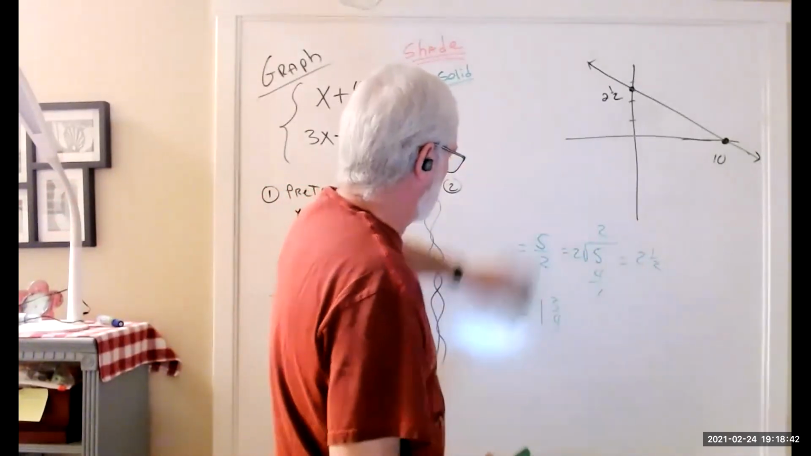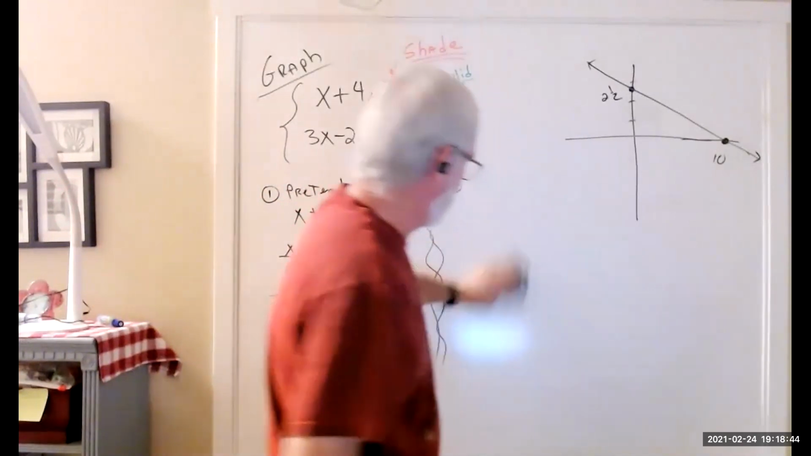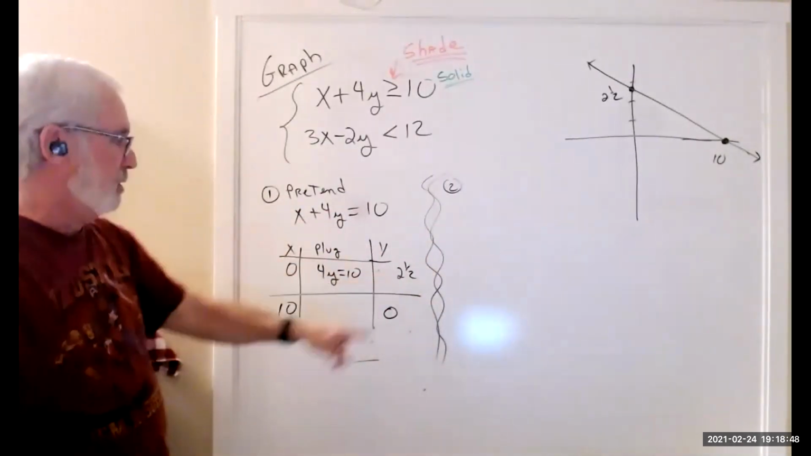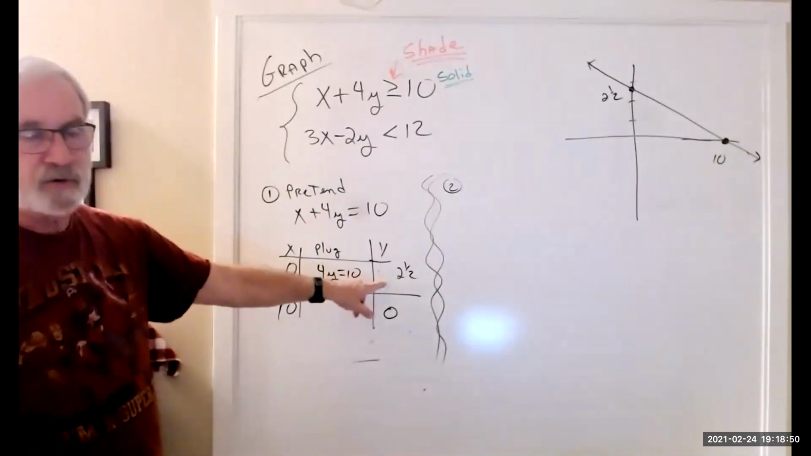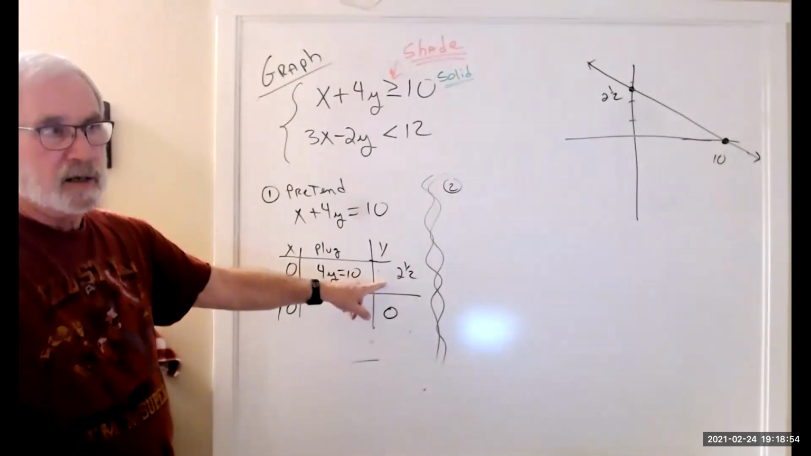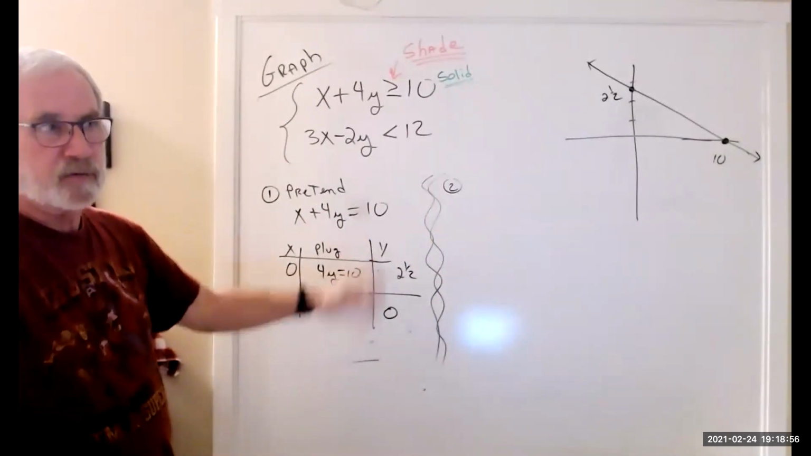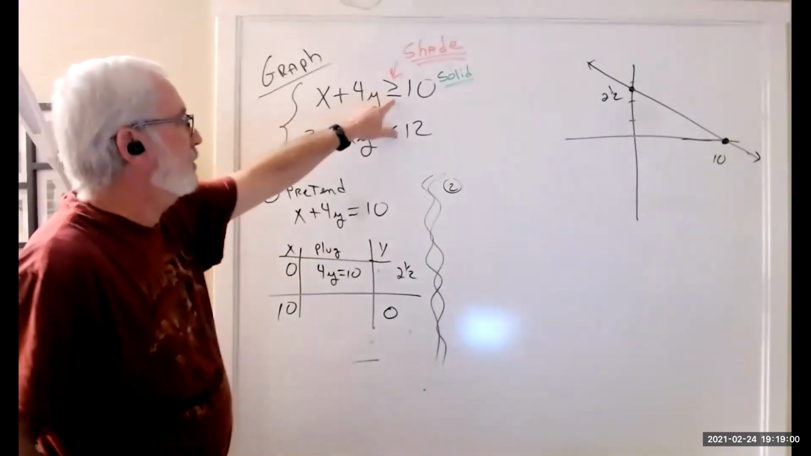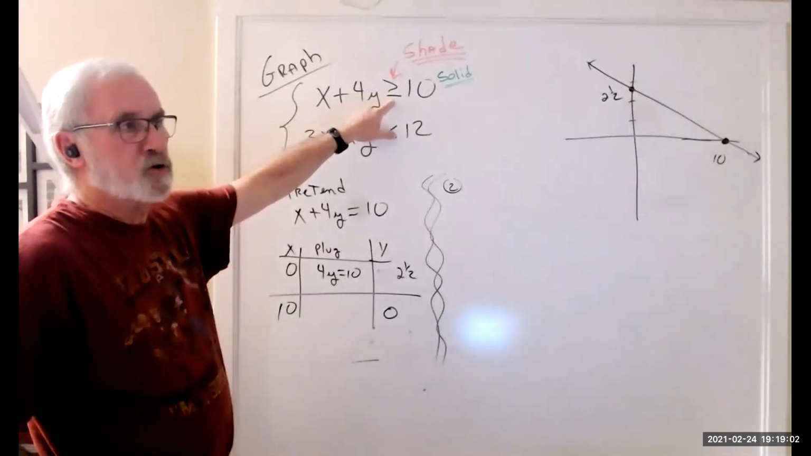Sorry about that. My brain is wonky with fractions. But with your calculator, take 10 divided by 4 and it still gives you 2.5. That's okay. I don't care if you use fractions or decimals. Doesn't matter. So now we have to decide where to shade.